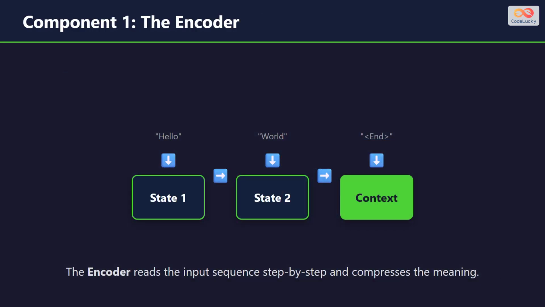Let's break down the architecture. The first part is called the encoder. You can think of it as the listener. It reads the input sequence one piece at a time. It processes hello, then world, updating its internal state at each step to capture the meaning of the sentence.